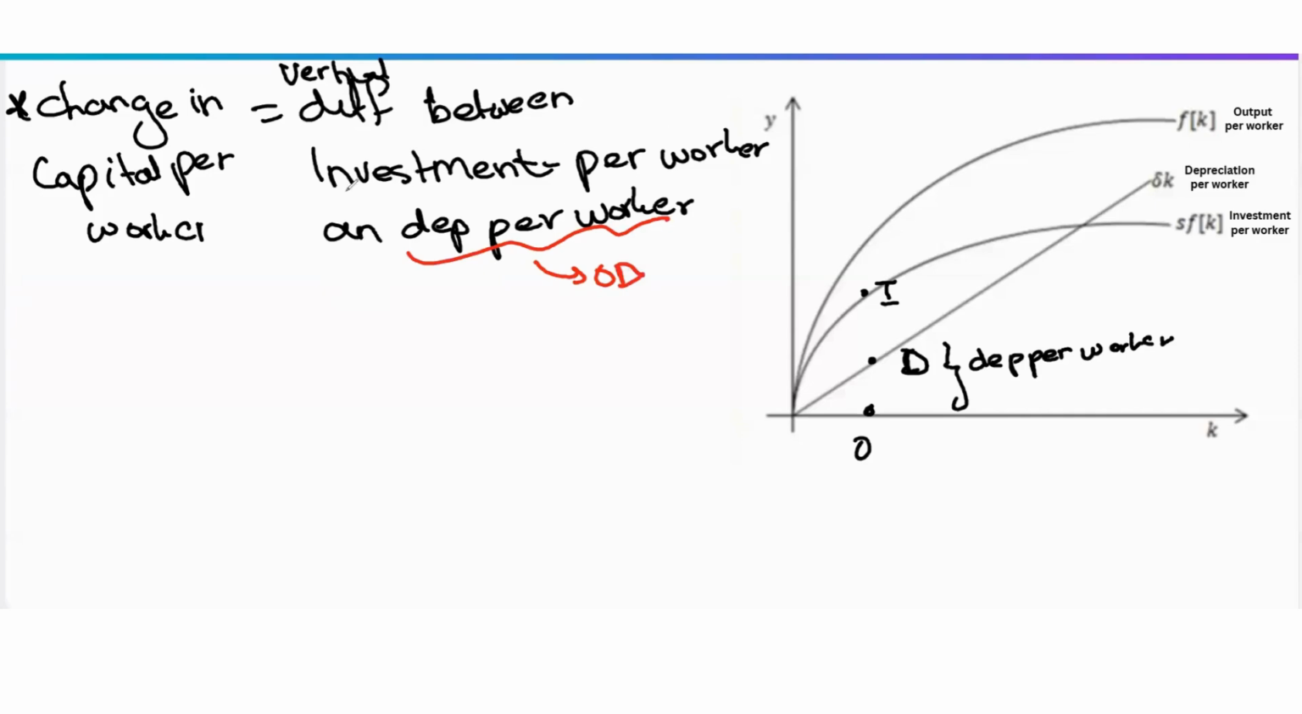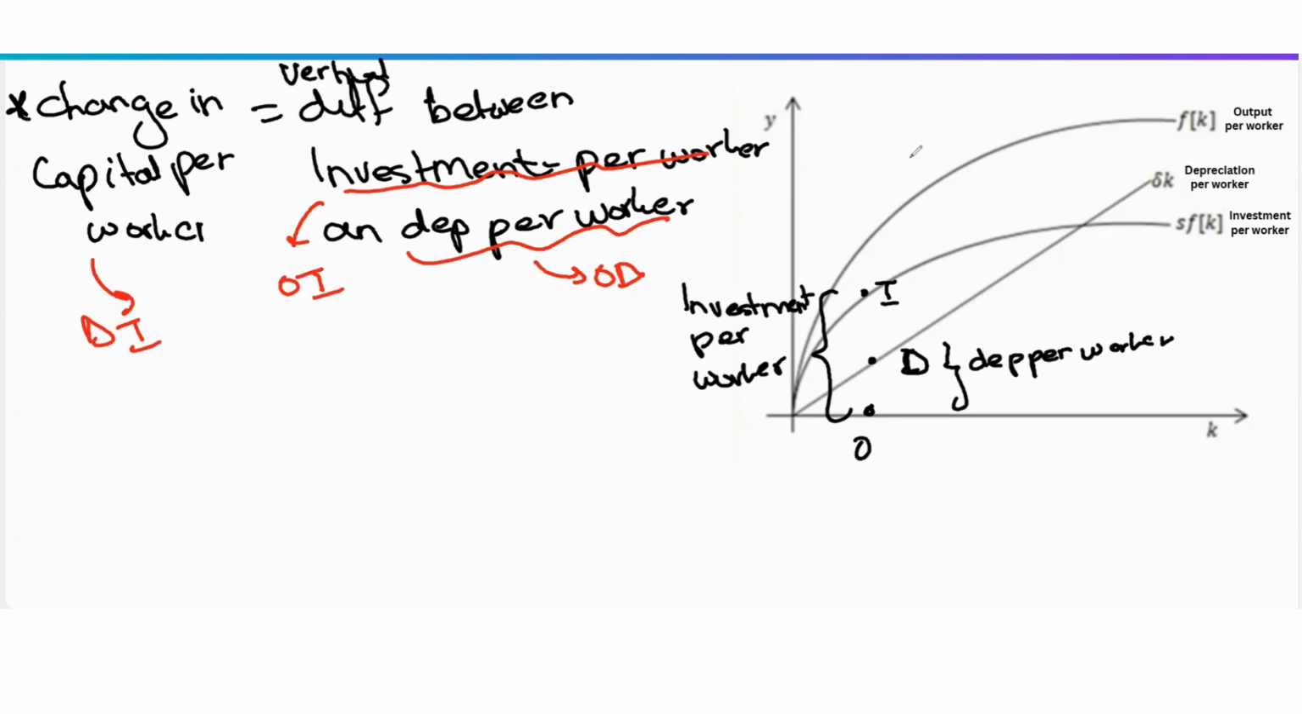And investment per worker is going to be OI in this case, and change in capital per worker is going to be DI in this case, right? Because this is depreciation per worker, this is the investment per worker, and the vertical difference between them is essentially going to be delta k, the change in capital per worker. So this is like DI. So we can also visualize it graphically over here. Change in capital per worker at any point is just the vertical difference between the depreciation per worker curve and the investment per worker curve, and this we know through our capital accumulation equation in per worker terms. So this is all about the Solow diagram.